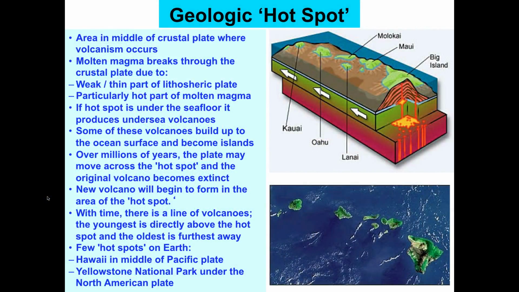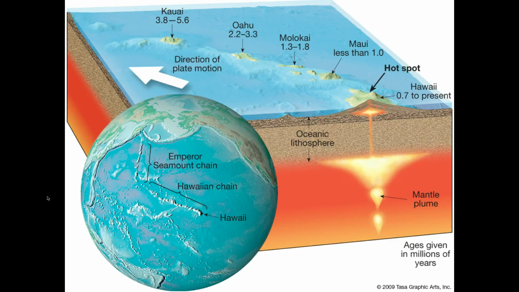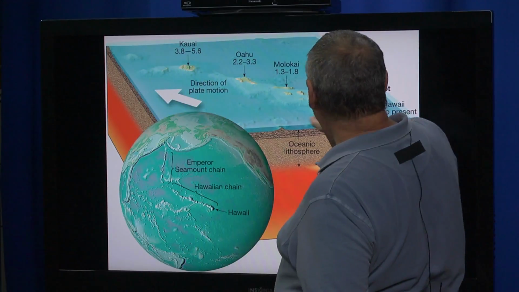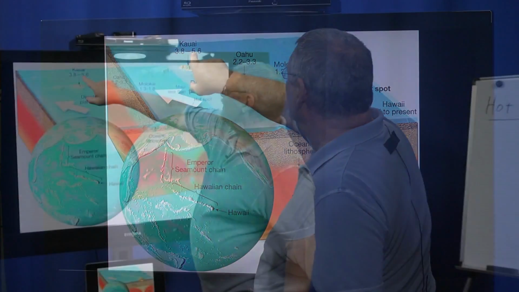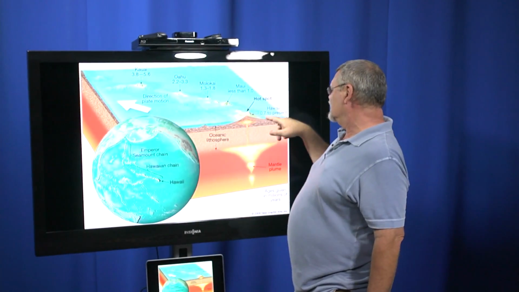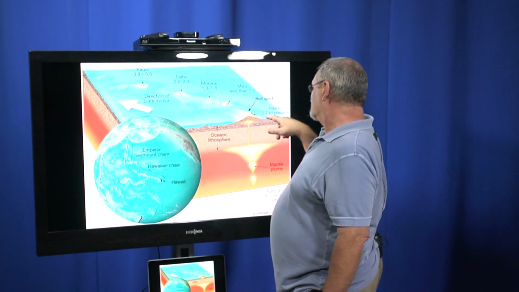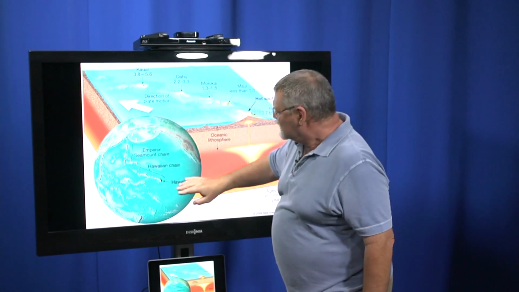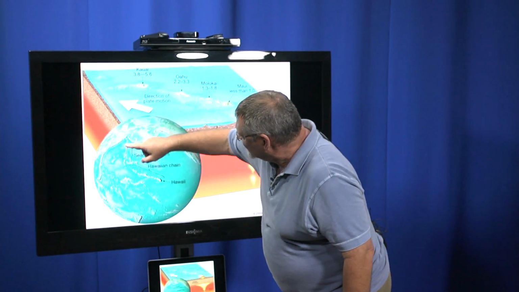Anyway, a geologic hot spot then is a place in the middle of a plate where material is coming up. So you can see here, Hawaii was formed about 3.8 to 5.6 million years ago, and so forth. So Hawaii, the big island, is about 700,000 years to present. You can see on this map, look at these islands here.